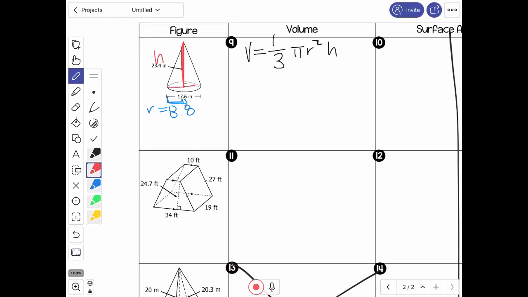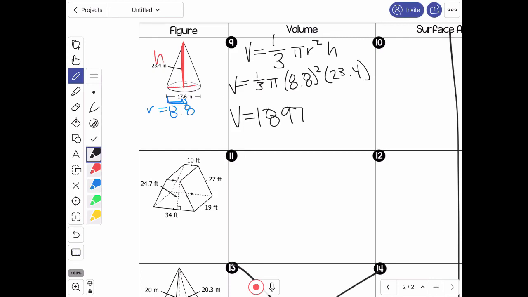Okay, so my volume is 1/3 times pi times my radius of 8.8 squared times my height of 23.4. And so my volume is 1,897.62 inches cubed.